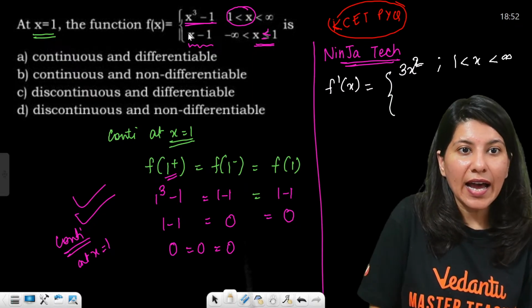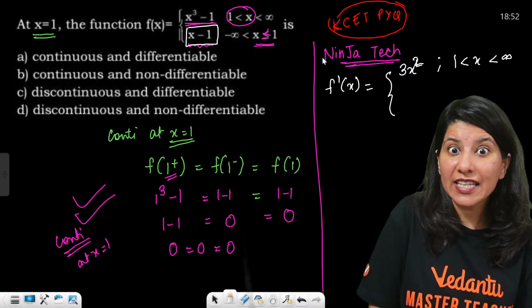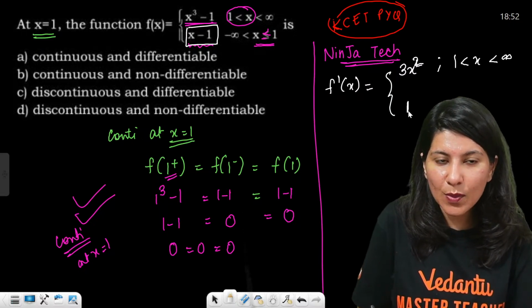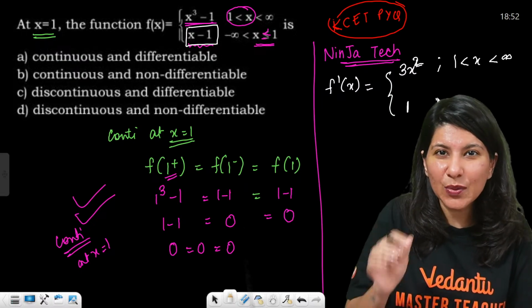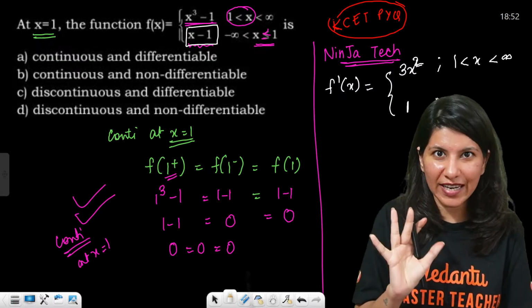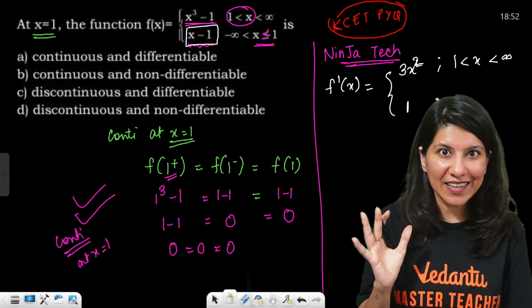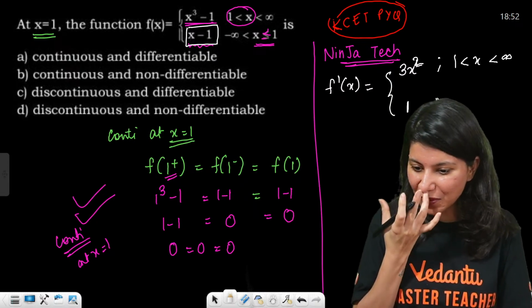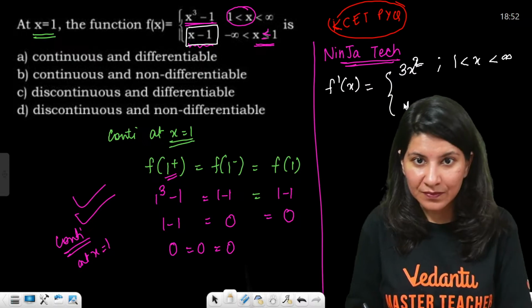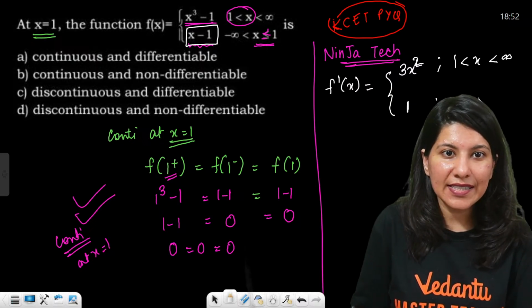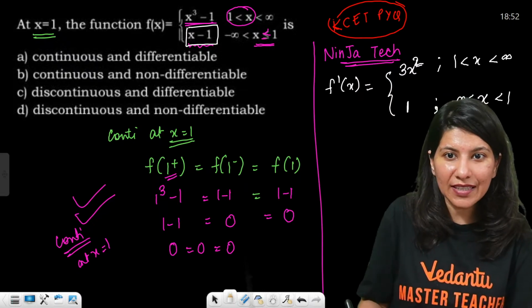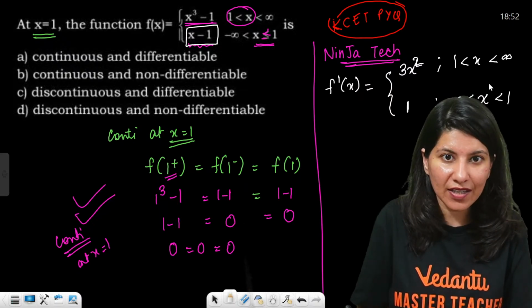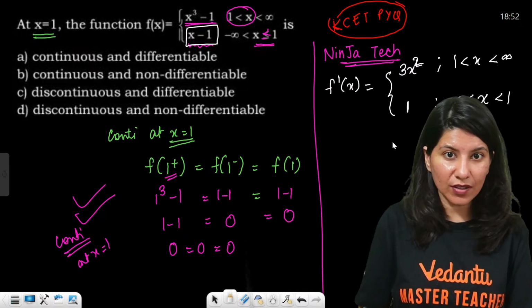And what about the differentiation of x minus 1? Derivative of x is 1, derivative of 1 is 0. I am assuming that you guys know a little bit of differentiation, right? Am I assuming incorrectly? So 3x square and 1, and this is for x less than 1 and greater than minus infinity. Just one thing, you can't apply equality anywhere. And now this is what you have.